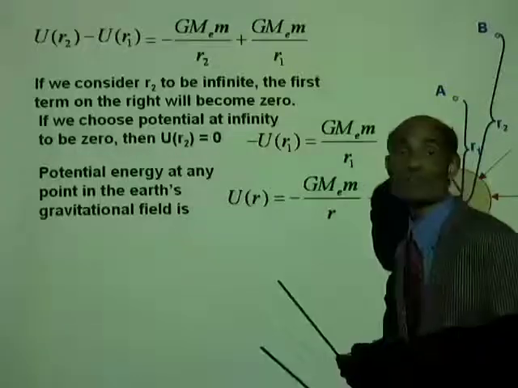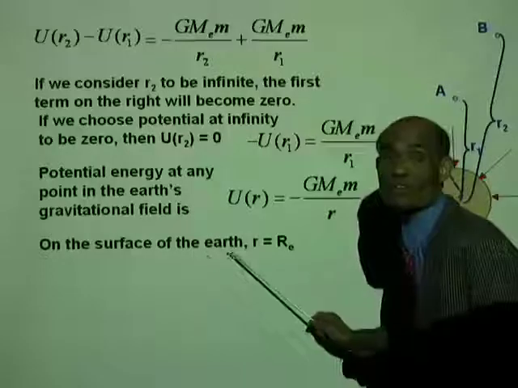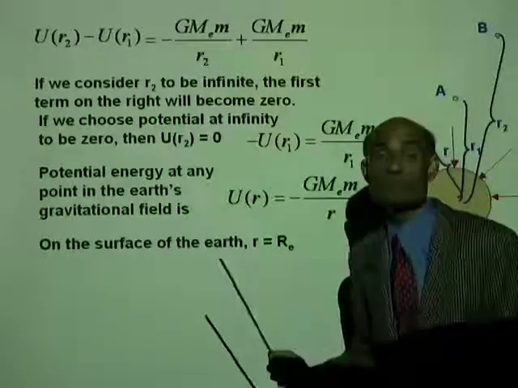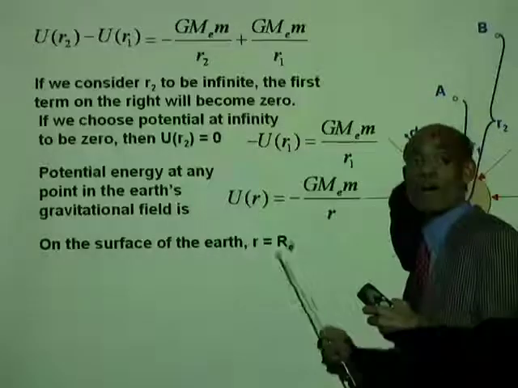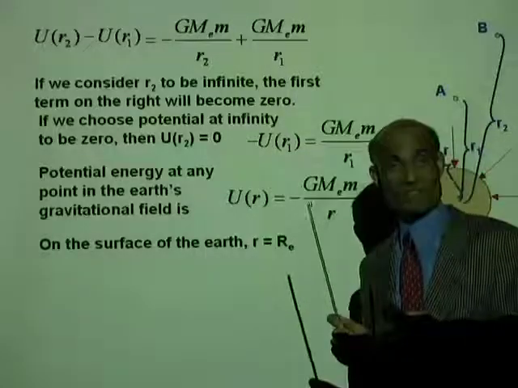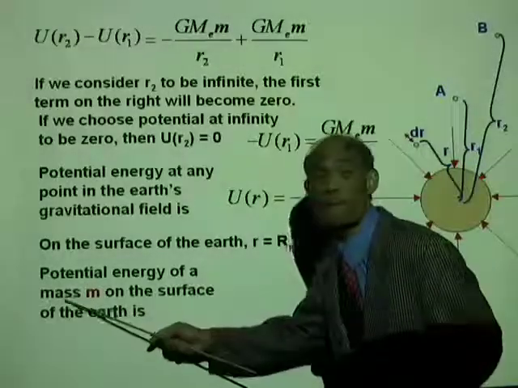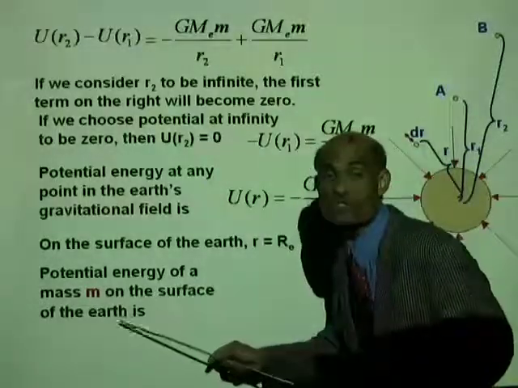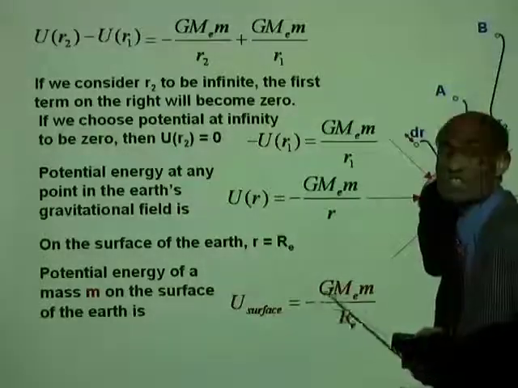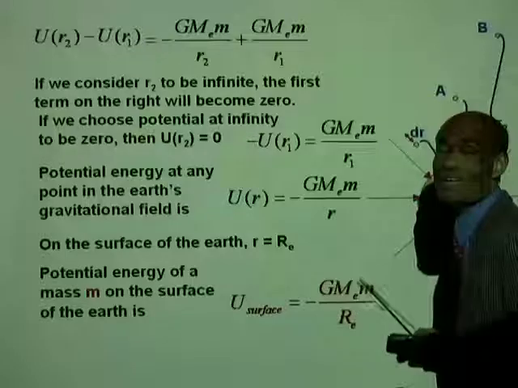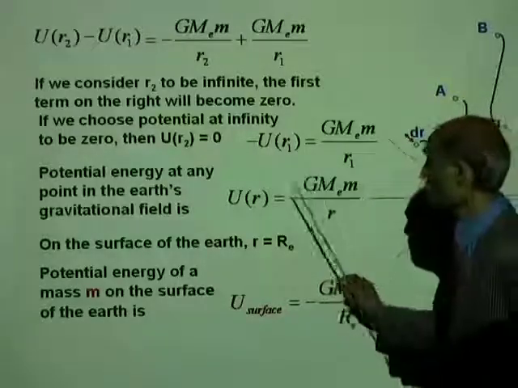A very important concept. And on the surface of the Earth, if you now want to find the potential energy on the surface of the Earth, this small r will become the radius of the Earth. Is that right? Therefore, the potential energy of a mass m on the surface of the Earth is U surface equals negative G M_E m over R_E. So, look at this again.